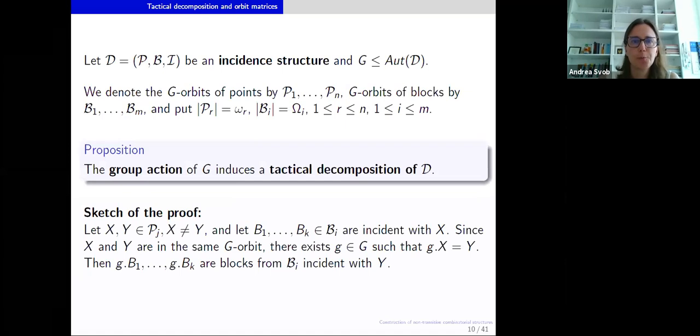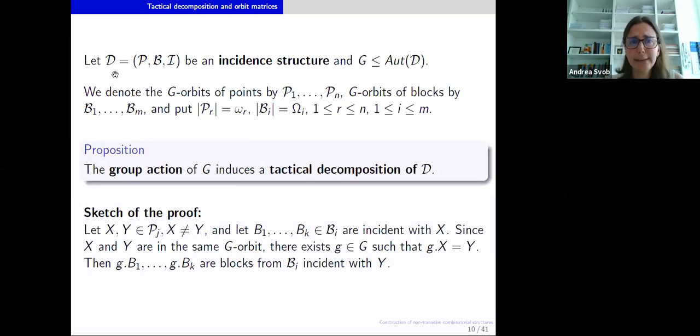Okay, so what is very important for us is the following proposition. But first of all, let us fix some labelings.